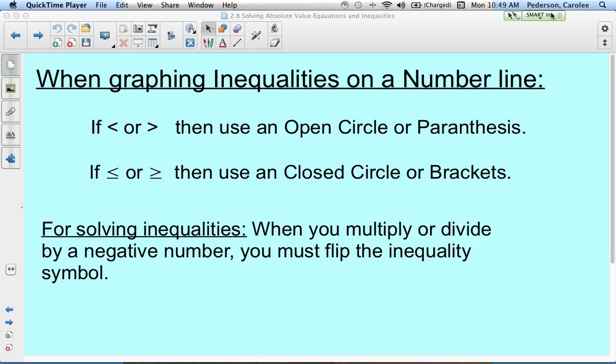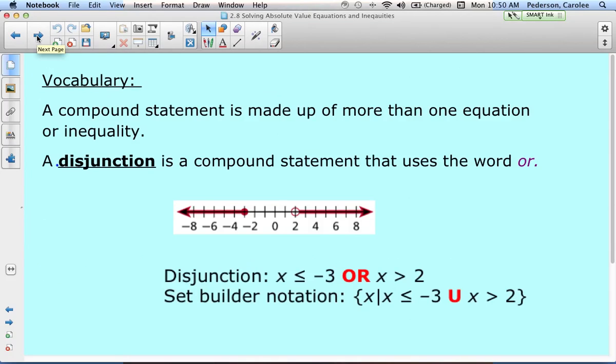In this video, we're going to talk about graphing inequalities on a number line and compound inequalities. So this first slide, I'd say you don't really need to write anything down. Just review that if you have greater than or less than, it's an open circle or parentheses. And if it's less than or equal to or greater than or equal to, you'd want to have a closed circle or a bracket. And when you're solving inequalities, if you divide or multiply by a negative number, you must flip the inequality symbol.